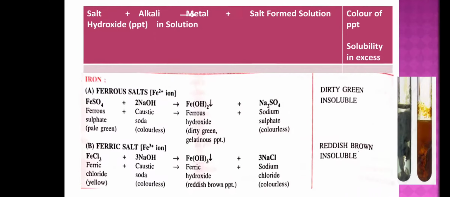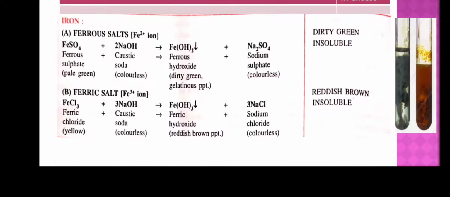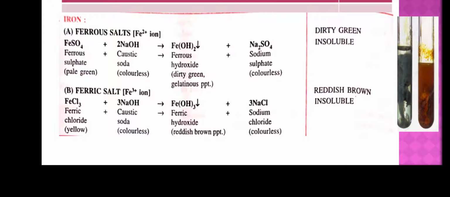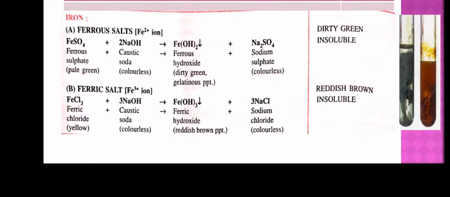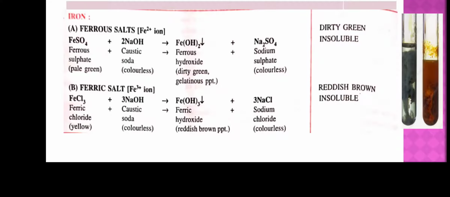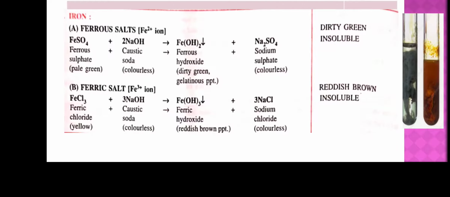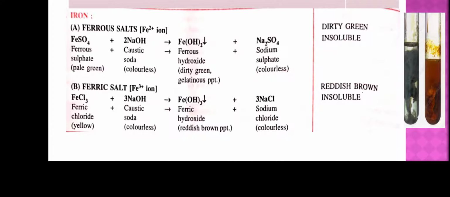If we see the next example, that is ferrous salts. When ferrous salts are treated with NaOH, it gives us ferrous hydroxide. Ferrous hydroxide is dirty green in color. So we get a dirty green colored precipitate, indicating that it is ferrous hydroxide. And if we add excess of NaOH to this solution, we note that it is not soluble. It does not dissolve. The precipitate will remain as it is seen in the test tube.